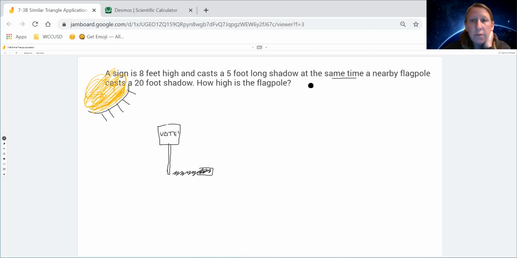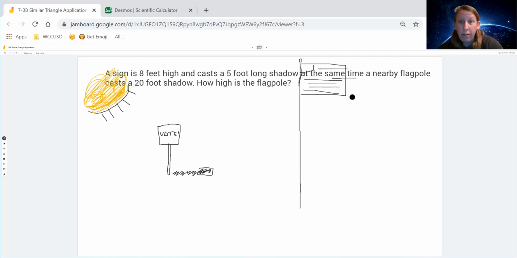At the same time, there's a flagpole somewhere. Maybe it's over here. Wow, it's really high. Okay, it's got a flag on it. Here's the flagpole. I'll do an American flag. Maybe I should do a different kind of flag. All right, there's some stars. Okay, it's also casting a shadow. Its shadow is longer. Oh, I ran out of space. Okay, it's 20 feet long.